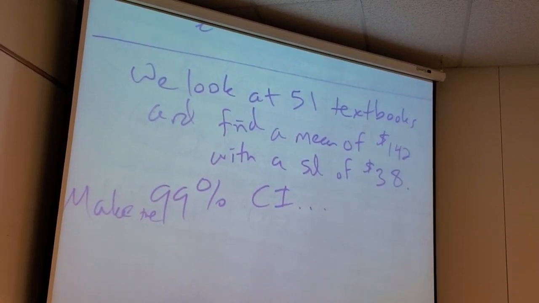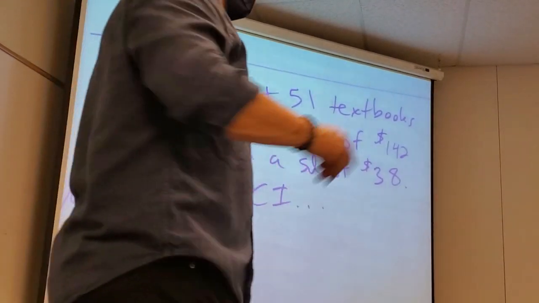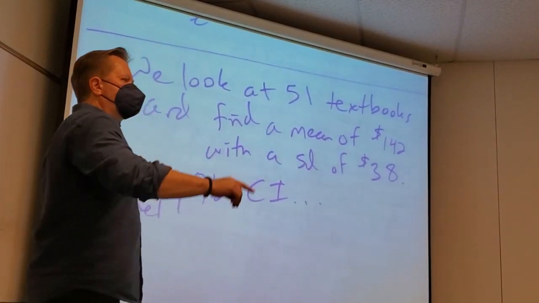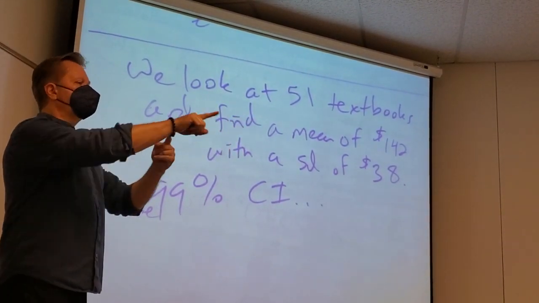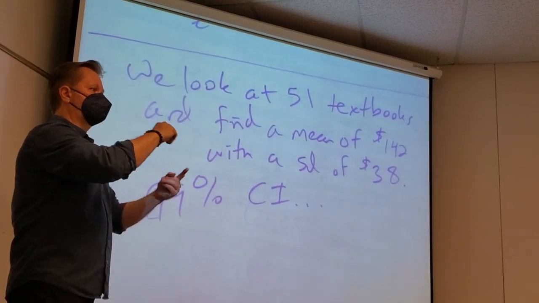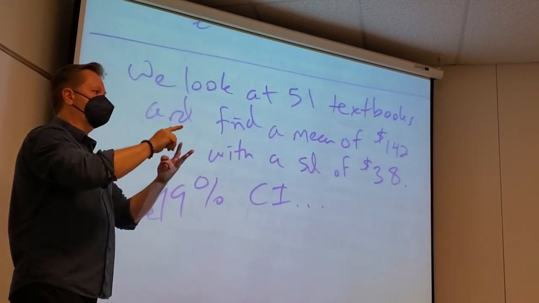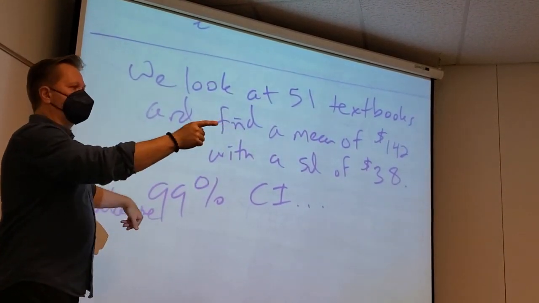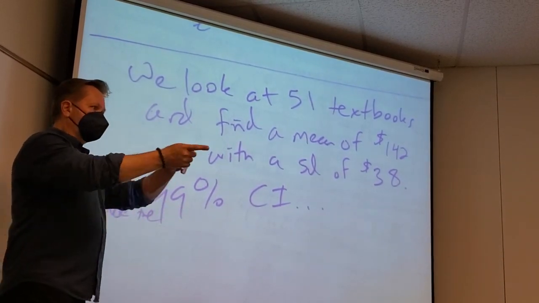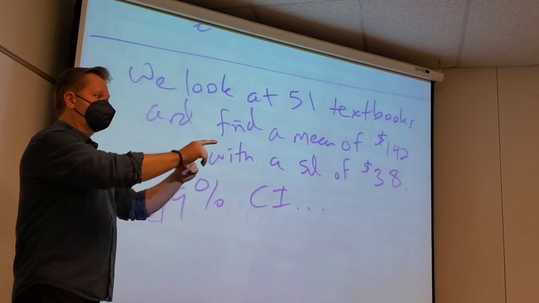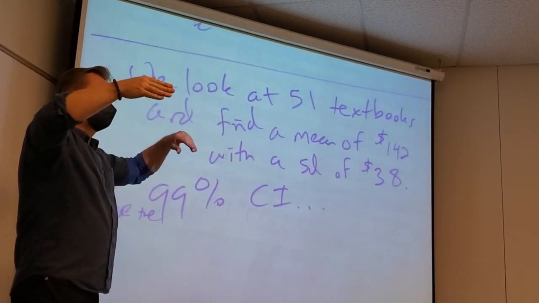Because this is 99%, do you want us to use the t-score? I would use that chart. If I give you a percentage that's on that chart, like 98, 99, 95, 90, 80, use that. If I said 96%, that would be me being a little evil. You'd have to use the z-score chart. Right, that one's only got so many columns.